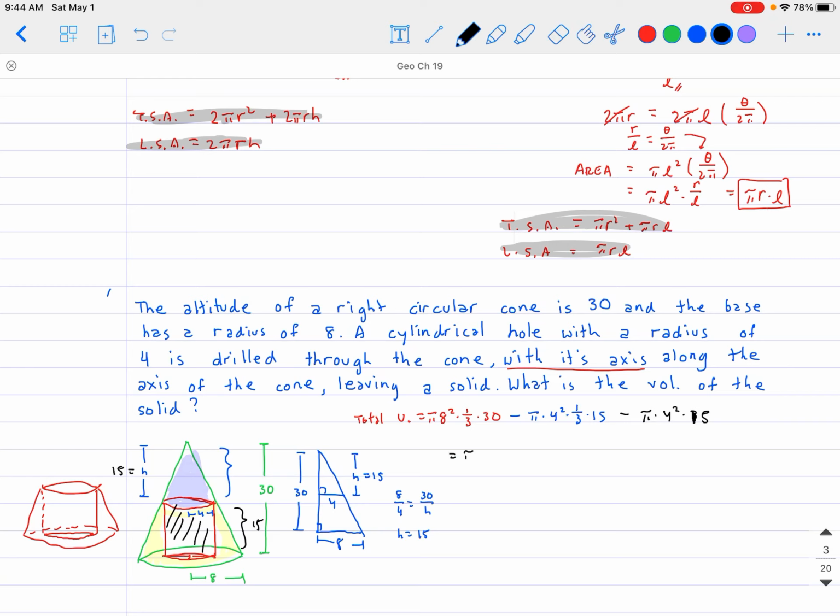So let's see, that is going to be equal to pi multiplied by 64 multiplied by 10, minus pi multiplied by 16 multiplied by 5, and then minus 16 pi multiplied by 15. I don't have my calculator, so we're just going to factor some stuff out. If I factor out the 16 pi that they all have in common, then the first part is going to be equal to 40, and then minus 5, and then minus 15. So whatever that comes out to be, 16 pi multiplied by 20 in this case. So 320 pi cubic units. That will be my answer.